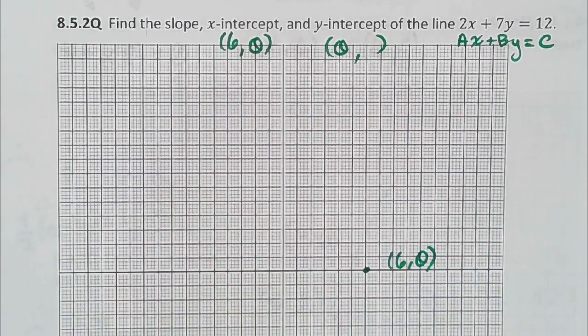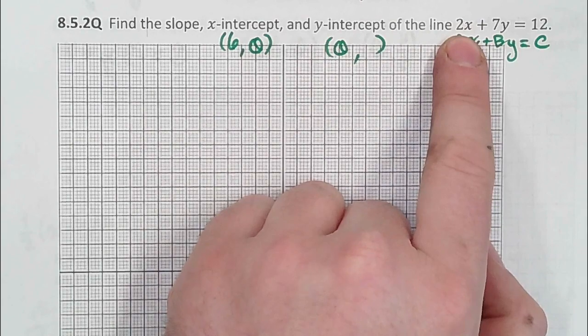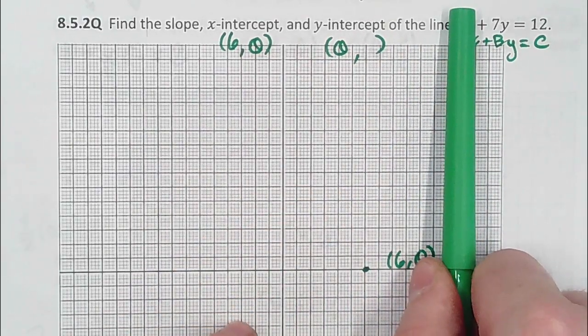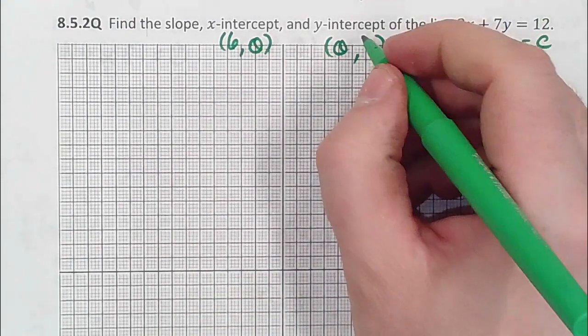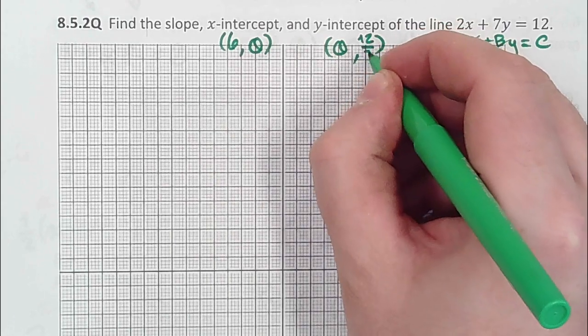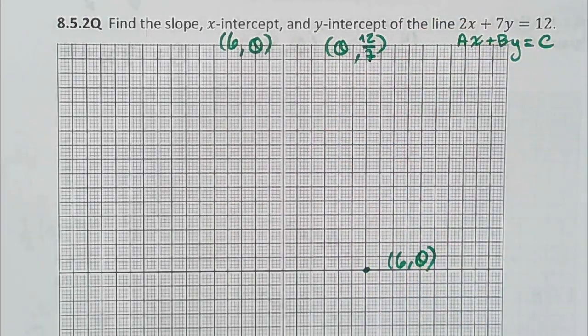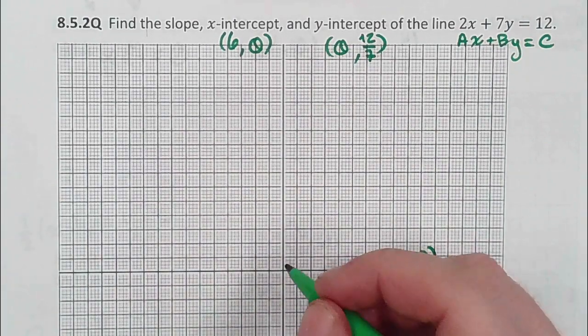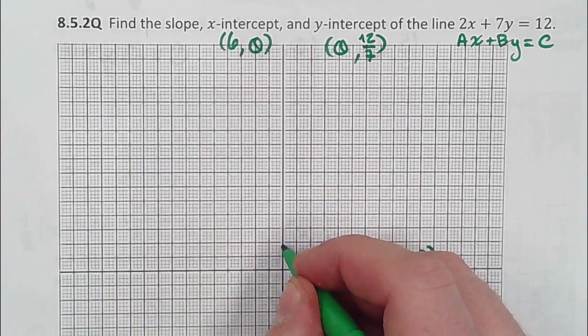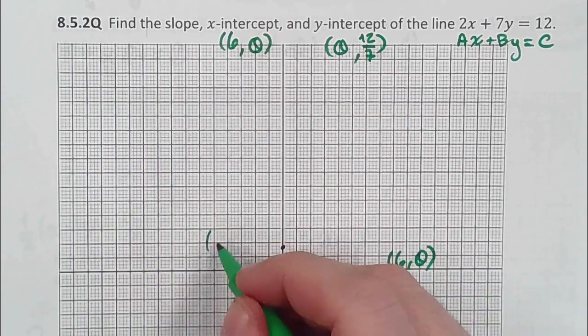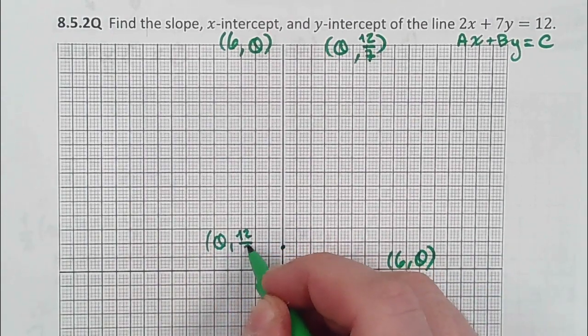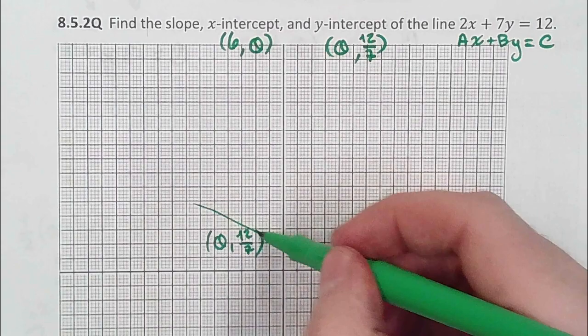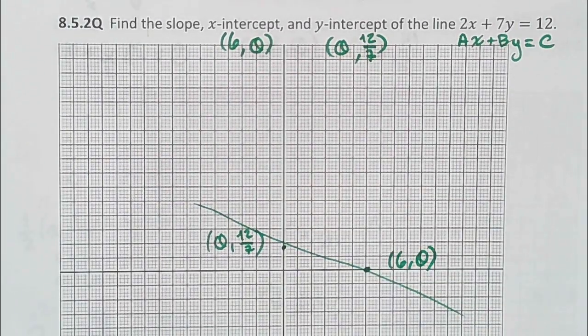For the y-intercept, if x is 0, this will go away, right? 0 times 2 is gone. So the question is, what times 7 gives you 12? 12 sevenths. Because if you times that by 7, the 7's go away and you get 12, and you win. So 12 sevenths is basically 2, but not quite. So if we draw our line, beautiful. There it is. Now we need the slope.